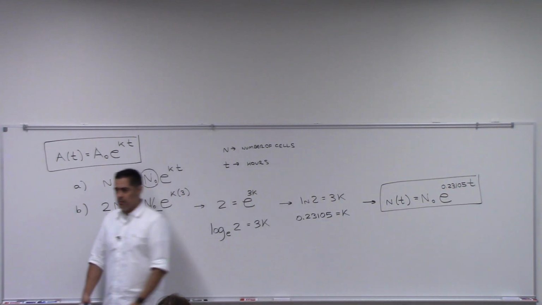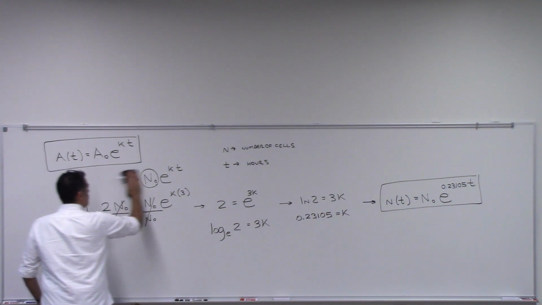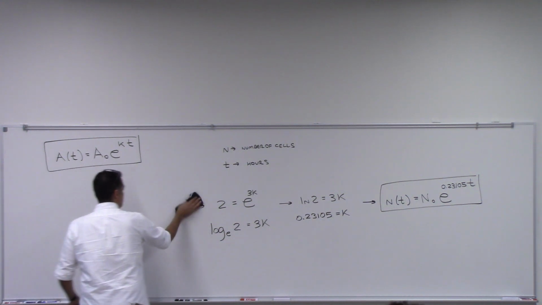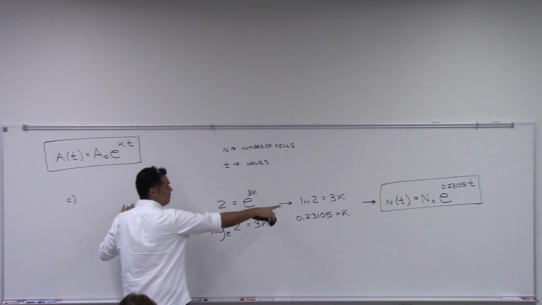All right, good? Let's see part C. How long will it take for the size of the colony to triple? So we do the same thing, right? So what do I put? I'm going to use that generic formula right there.